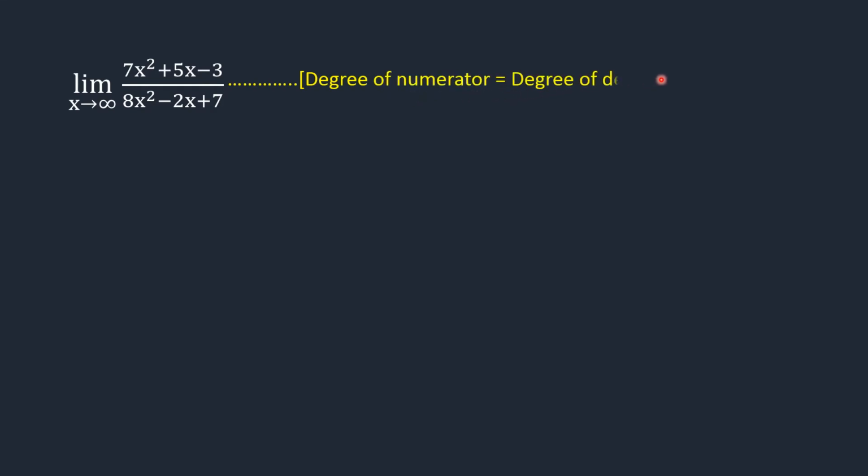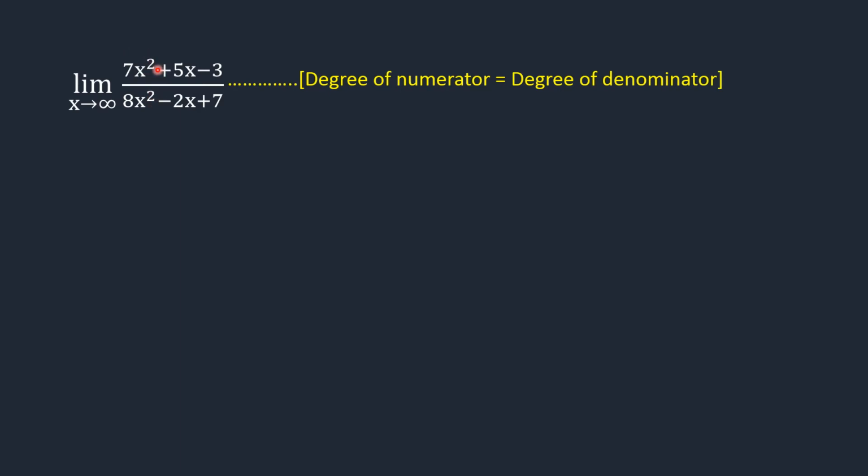Solve the limit of 7x square plus 5x minus 3 divided by 8x square minus 2x plus 7 as x approaches infinity. We have solved the same limit by the traditional method, that is by dividing x square in the numerator and the denominator. This is a rational function where the degree of numerator equals the degree of denominator, which is 2 in this case.